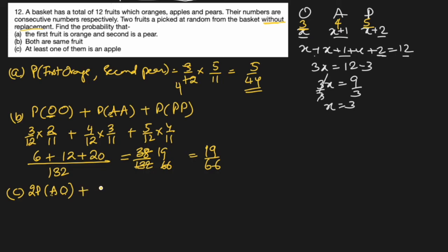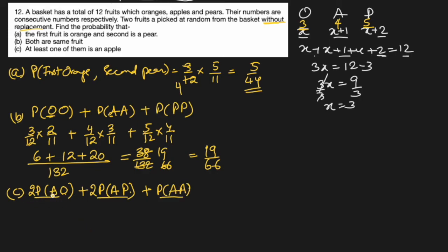Then there can be probability of apple first and then pear. Doesn't it have at least one apple? Or again we'll multiply by 2 because it can be pear apple also. And then probability of apple apple. These are the three possibilities where we have at least one of them is apple. There are three of them.